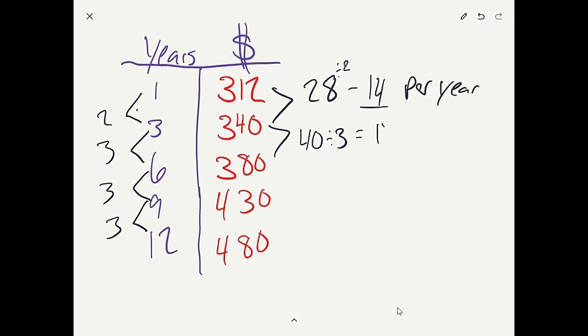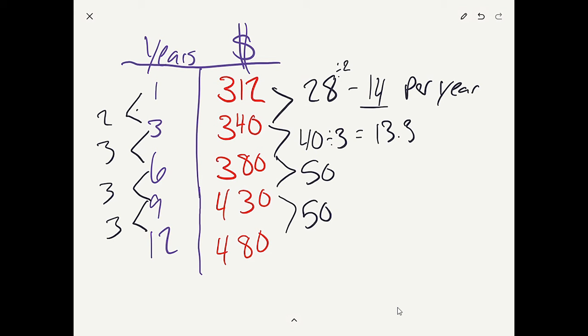13.3 repeating. Is this proportional? So far, is it? No? Is it going to change? Probably not. This is 50, and this is 50.